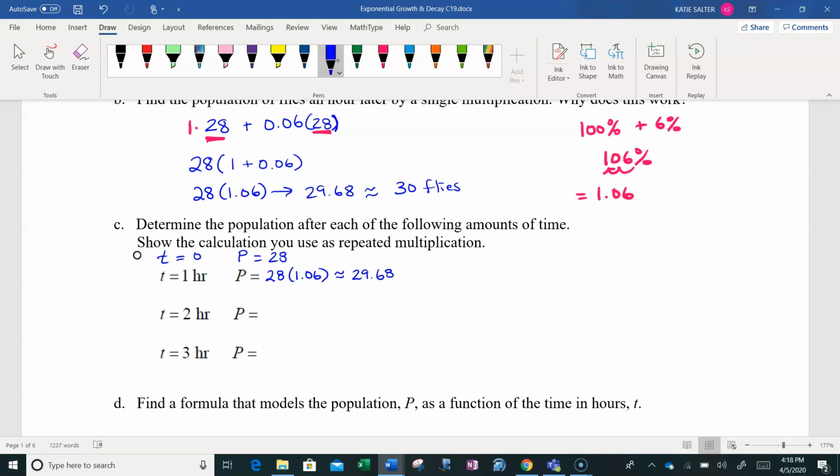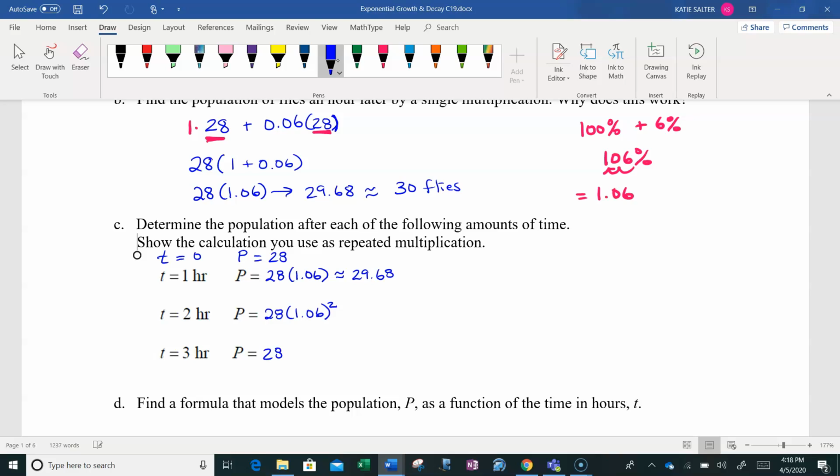We would take this 29.68 and multiply it by 1.06 again, because each hour it gains another 6% of what it had the hour before. So again, the 1 would keep that there, and then the 0.06 would add to it. If I multiply this 29.68 by 1.06 again, really what I'm saying is 28 times 1.06 to the second power, because I've now multiplied by it twice.